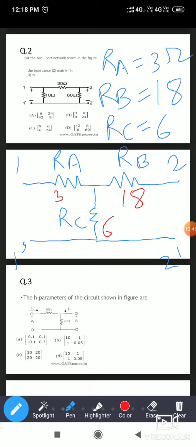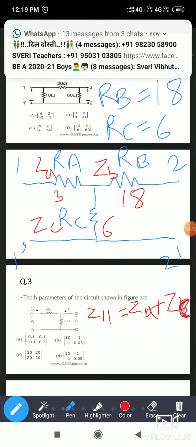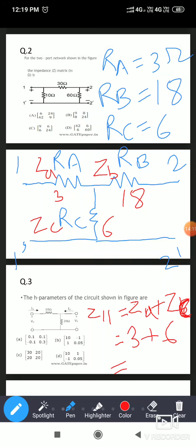Okay, now I will write the equation for Z11. Z11 is equal to RA plus RB, that is Z1 plus Z2, or ZA, ZB. This will act as ZA, ZB, and ZC. Okay, now Z11 is equal to ZA plus ZC, sorry. So ZA is what? 3 and ZC is 6. So this will be 3 plus 6, and that will give 9 ohm. So Z11 is 9 ohm.